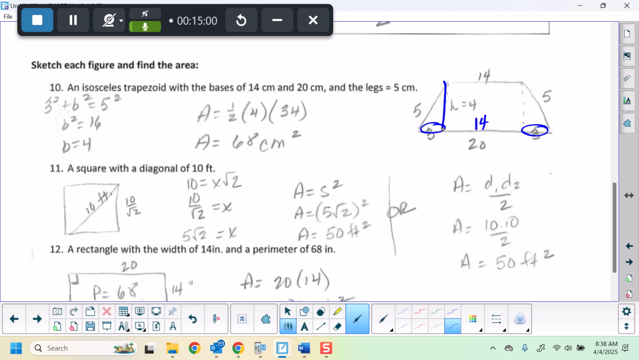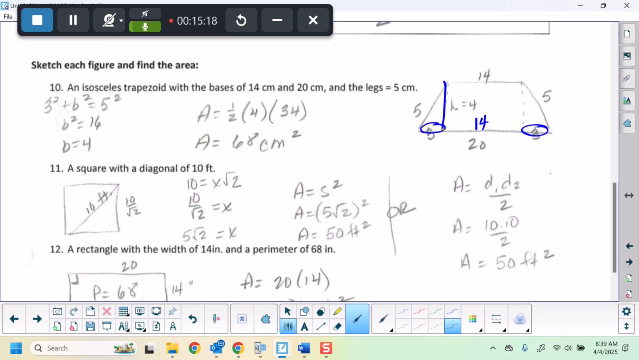What if it's not an isosceles trapezoid? Can't do it. You can make right triangles and drop an altitude anytime you want, but you won't be able to do this even split of that difference unless you have more information.